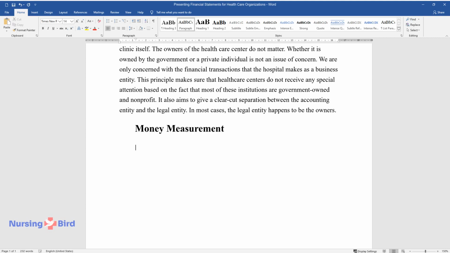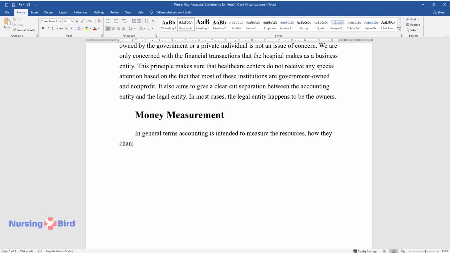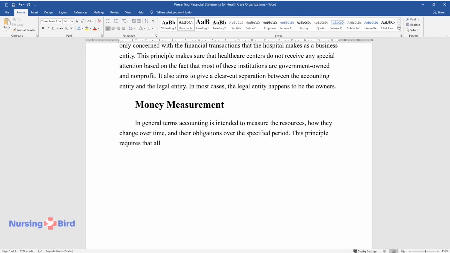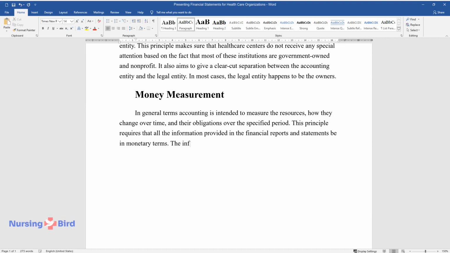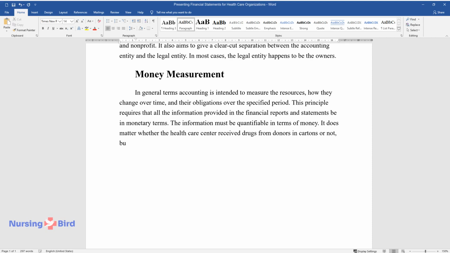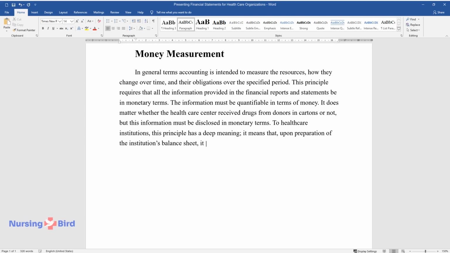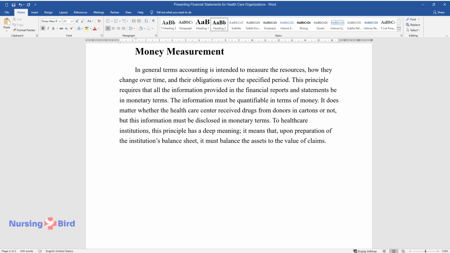Money measurement. In general terms, accounting is intended to measure the resources, how they change over time, and their obligations over the specified period. This principle requires that all the information provided in the financial reports and statements be in monetary terms. The information must be quantifiable in terms of money. It does not matter whether the healthcare center received drugs from donors in cartons or not, but this information must be disclosed in monetary terms. To healthcare institutions, this principle has a deep meaning. It means that, upon preparation of the institution's balance sheet, it must balance the assets to the value of claims.